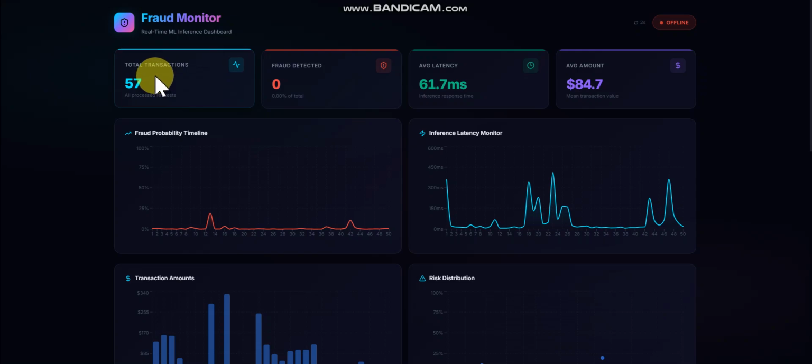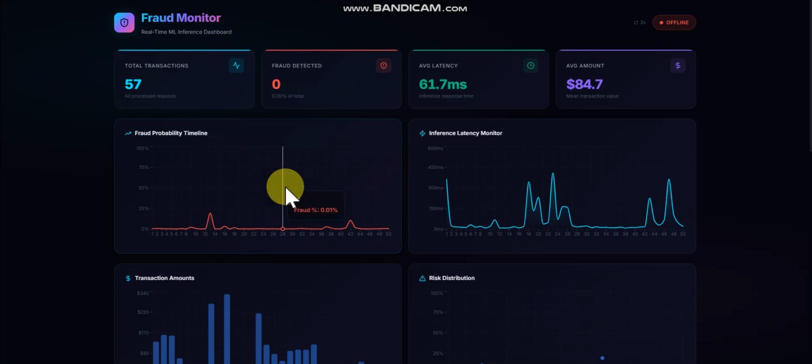So far, there are a total of 57 transactions, and every 3 seconds, the system refreshes automatically. If there are any other transactions, they will be registered here. So, the number of fraud detections is zero. Average inference rate is 1.7 ms, and the average amount transacted is $84.7.